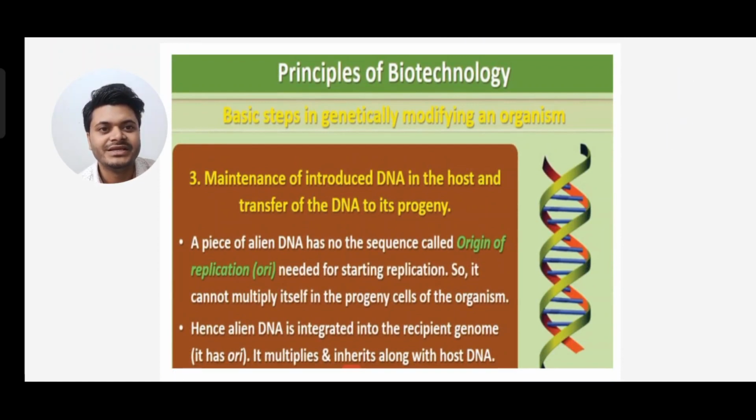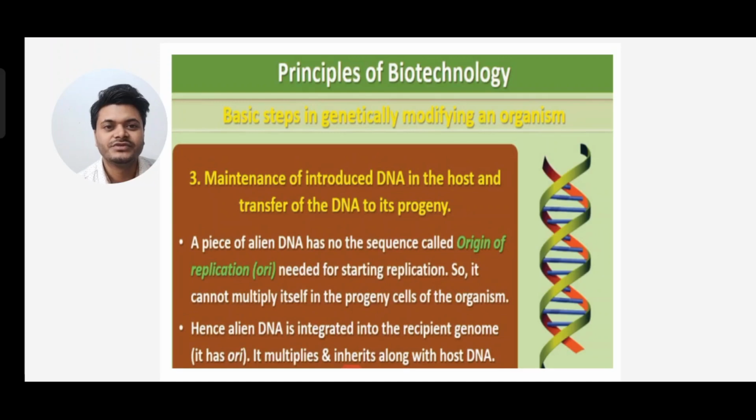Next is maintenance of introduced DNA in the host and transfer of DNA to its progeny. You can see a piece of alien DNA has no sequence called origin of replication, ORI, needed for starting replication, so it cannot multiply itself in the progeny cells of an organism. Hence the alien DNA is integrated into the recipient genome, so it has ORI, so it multiplies and inherits along with the host DNA.